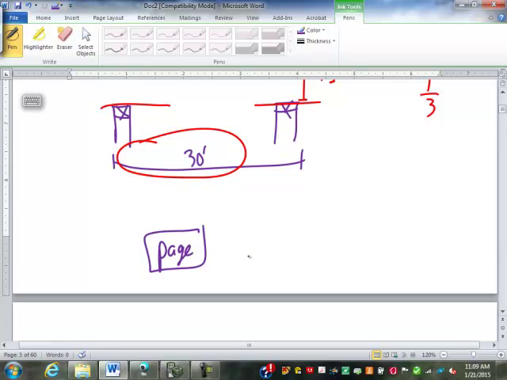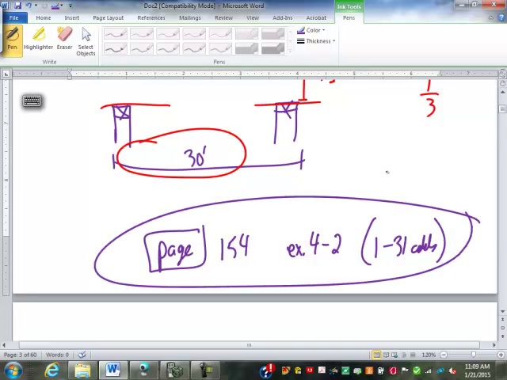In your book, on page 154, is exercise 4-2, 1 through 31, the odds. We're dealing with ratios.